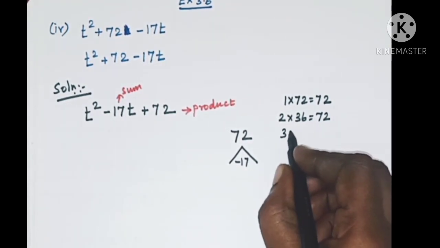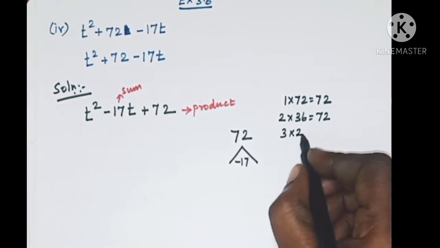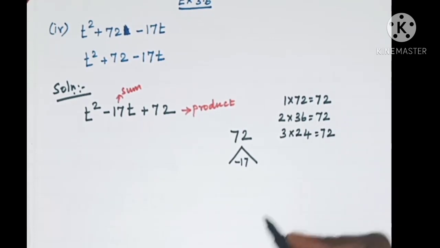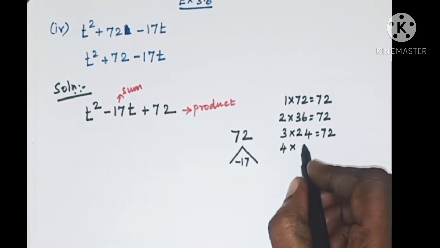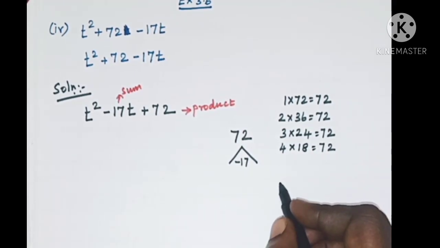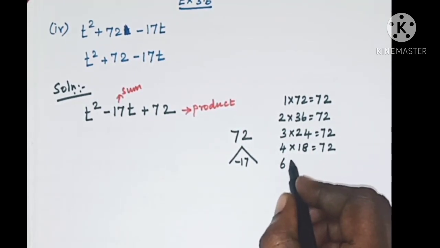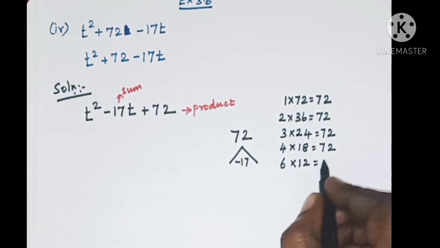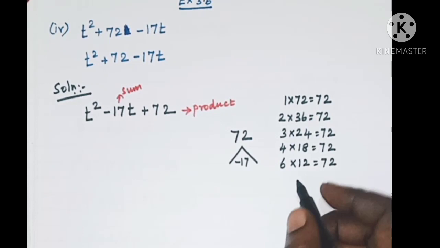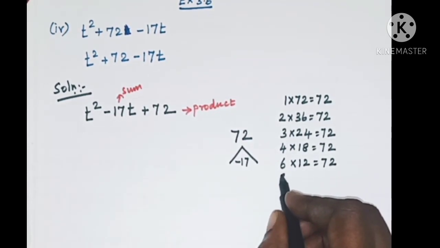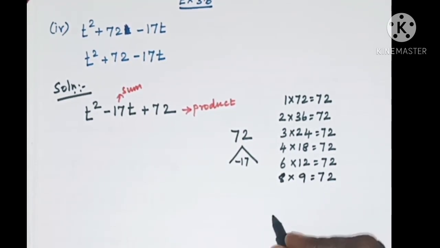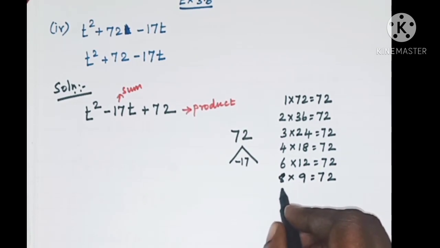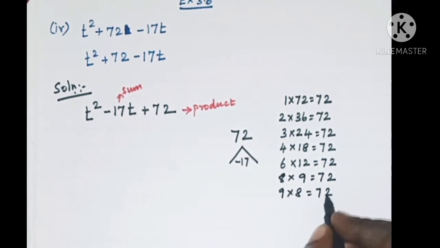Next, 3 into 24 is equal to 72. And then 4 into 18 is equal to 72. And then 6 into 12 is equal to 72. 6 12s are 72. And then 8 into 9 is equal to 72. Next is 9 into 8 is equal to 72.